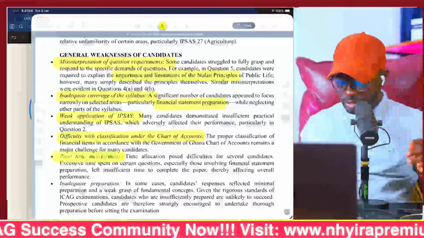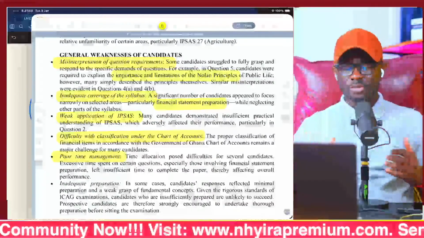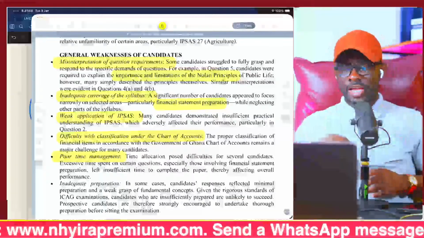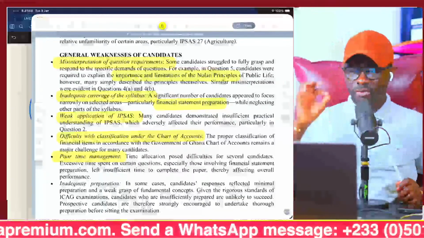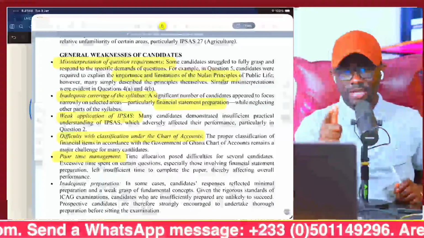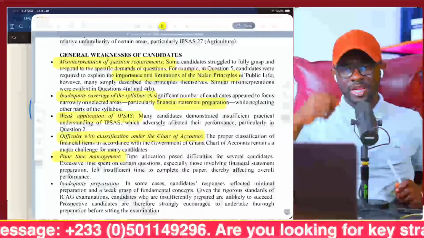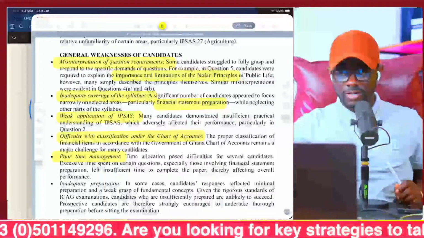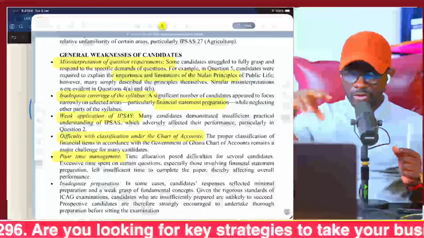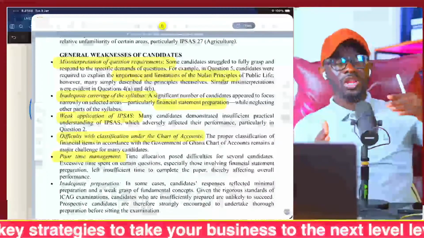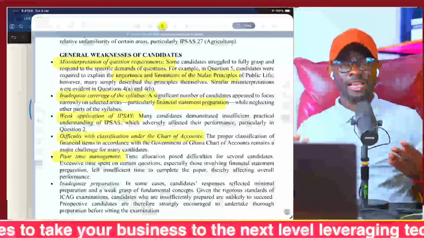Next one is poor time management. Time has always been a challenge for the examination. And so the strategy is that you're going to put yourself in the position so that when you get to the exam hall, the first thing you do is to read the whole question, and then you start with the written questions that you can do best first. Once you're able to do the written questions that you can answer best first, boom, you are in a better position to now get yourself excited at the end of the day.